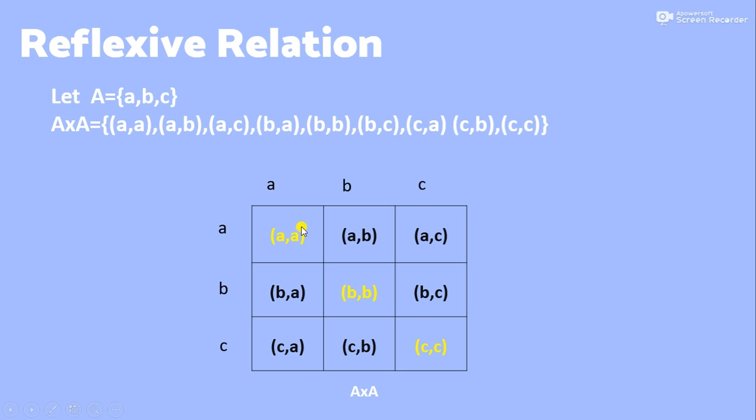Here I colored the diagonal elements using yellow color. These diagonal elements are known as reflexive elements, and if a relation contains all of them, then this type of relation is known as a reflexive relation. So in a reflexive relation, all these diagonal elements need to be present.